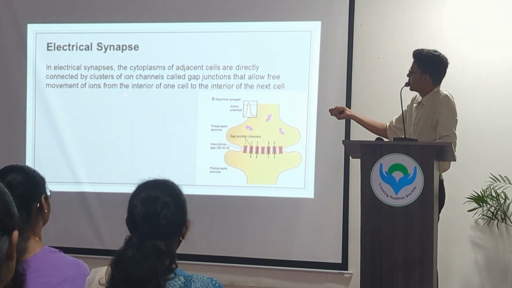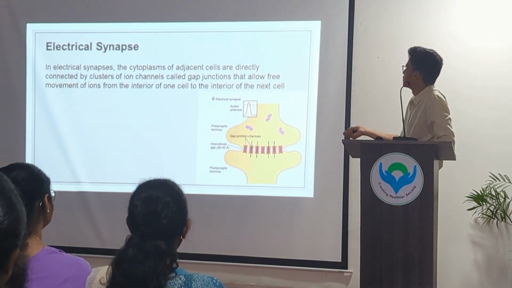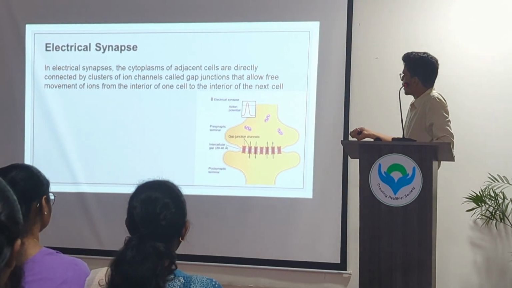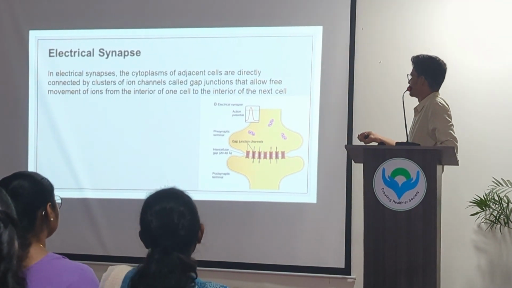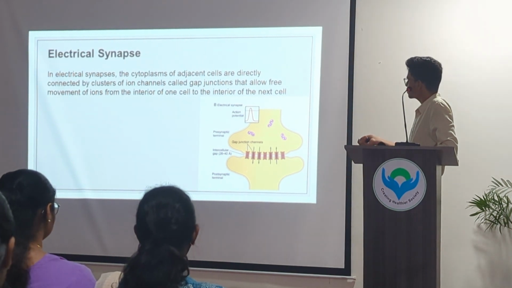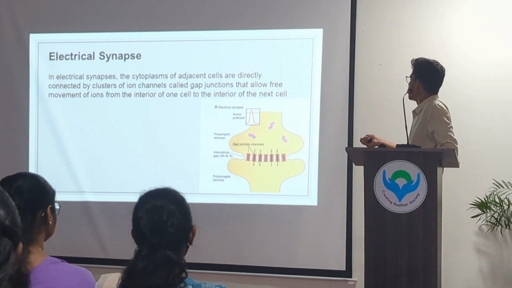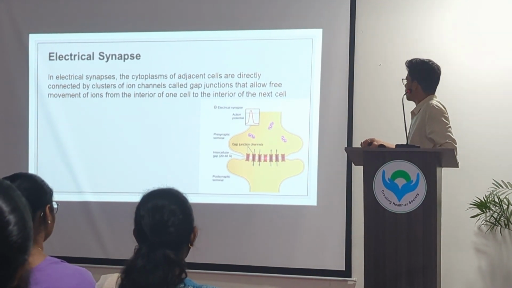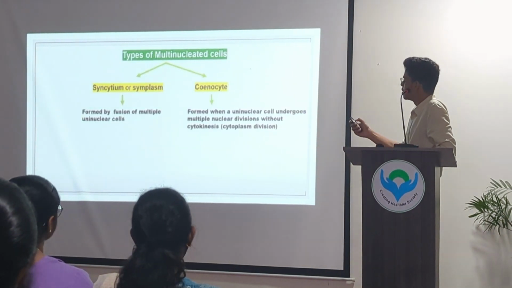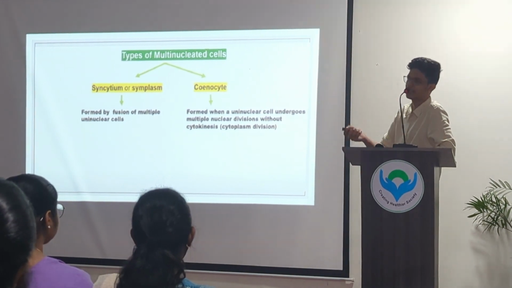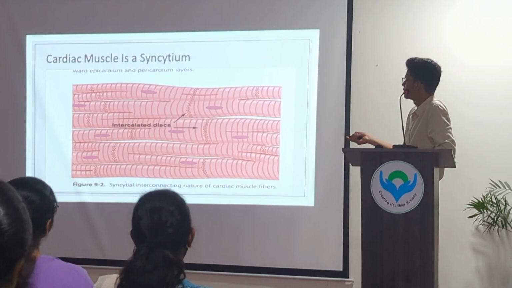Now coming to gap junctions in electrical synapses. You will find gap junctions also in electrical synapses, through which ions are exchanged, sodium ions, that help in electrochemical regeneration. Now coming to a syncytium. Actually, let's go to the next slide first.